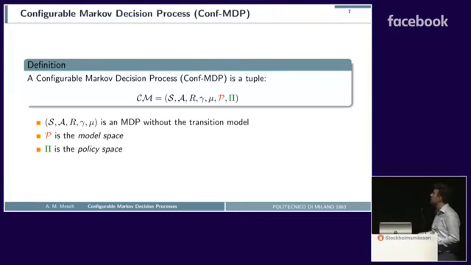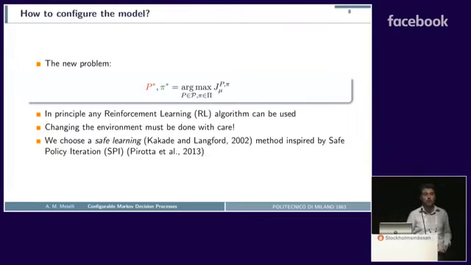So we have a new framework to model environment configurability, and we define a new learning problem. Now, what we want to do is basically to determine an optimal policy together with an optimal environment configuration so that the expected return is maximized. How can we solve such a learning problem? Well, in principle, we could adapt more or less any reinforcement learning algorithm to account for the environment configuration.